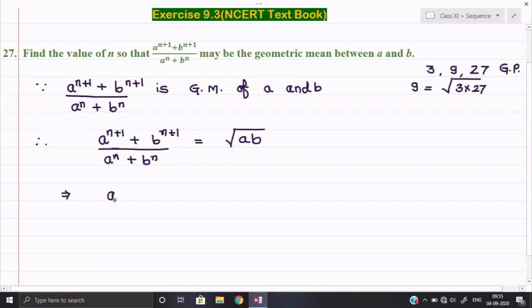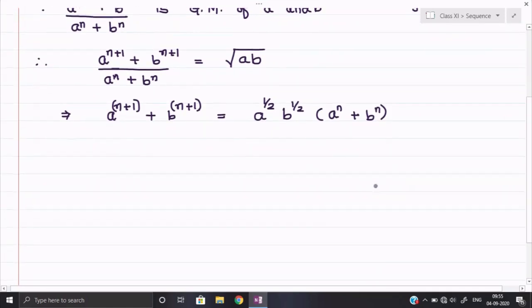Now let us see how we can find it further. a^(n+1) + b^(n+1) I am writing as it is, and the denominator a^n + b^n I am going to transfer to the other side, and the square root of ab I am writing as a^(1/2) into b^(1/2) into (a^n + b^n), which I am copying as it is here. Now the left hand side we shall keep as it is for some time, and first simplify the right hand side.